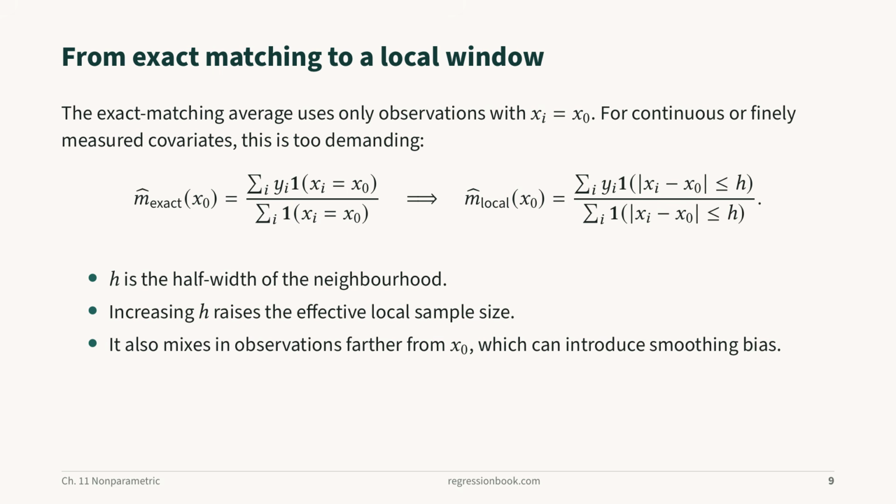For a continuous covariate, exact matching is too demanding. Replace it with a local window. Include every observation whose covariate lies within a chosen distance of the target. The bandwidth is the half-width of that neighborhood. A wider window raises the effective local sample size and lowers variance, but it also admits observations farther from the target and can increase bias. That single choice already contains the chapter's bias-variance trade-off.